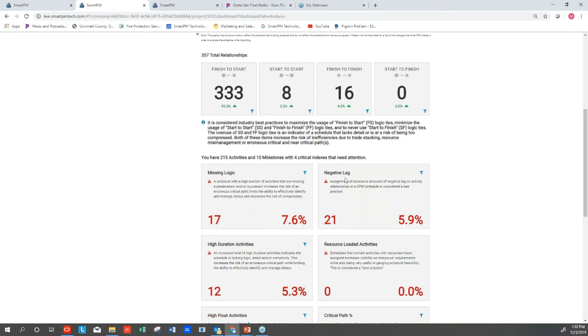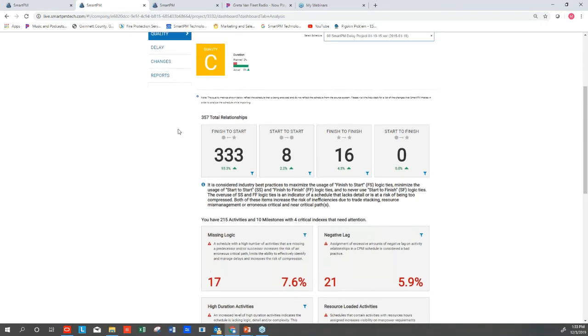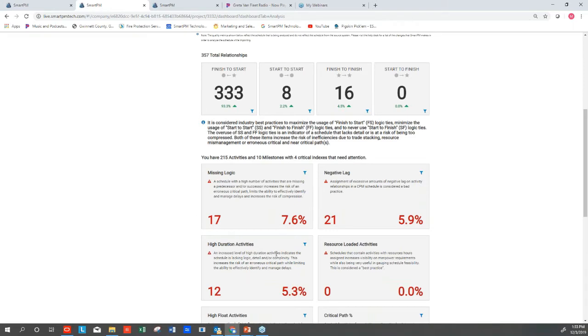Things like negative lag is an indicator of too much compression or maybe too many start to start or finish to finish ties. High duration activities is considered a risk. In this program, it is customizable. You can choose what a high duration activity is and what sort of frequency would result in an impact to a grade. But for purposes of our default, a high duration activity in line with the DCMA methodology says about 2 months long is that threshold. I personally believe it should be less than a month every activity, but nonetheless, DCMA says 2 months.